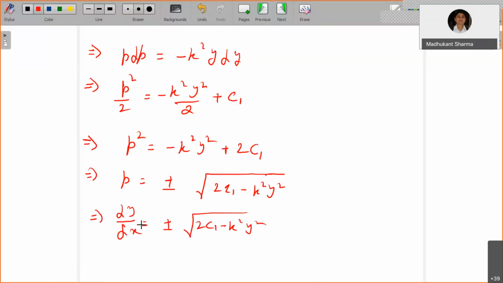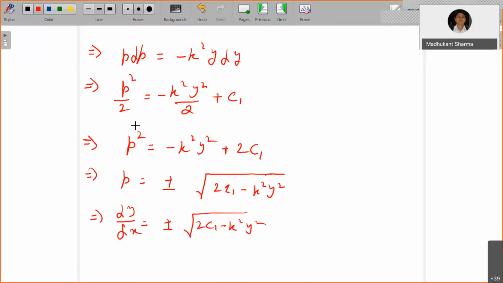Now you can use the variable separable method again, and you can use that standard integration formula, integration of 1 by square root of a square minus x square. That will turn out in terms of the sine function, so you take care of that. That's the final solution you can write, with the addition of some constant C.